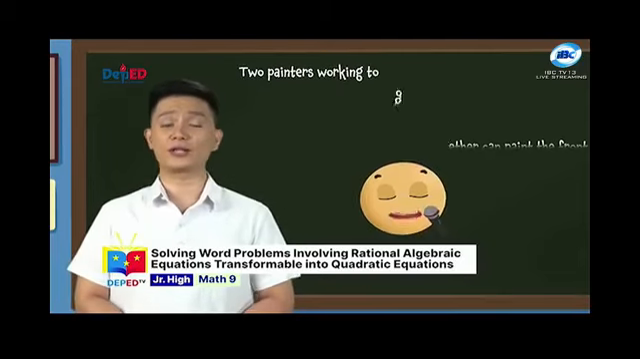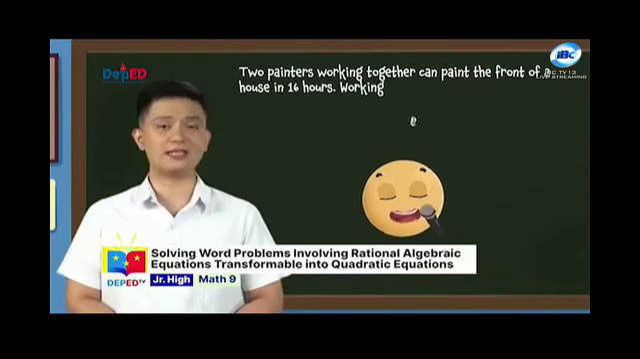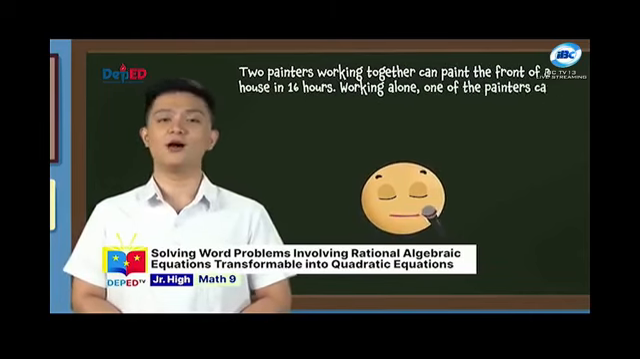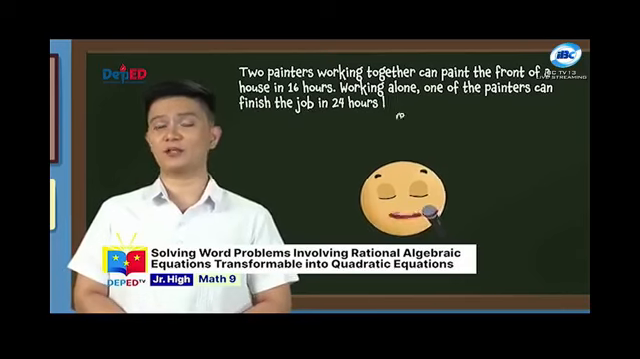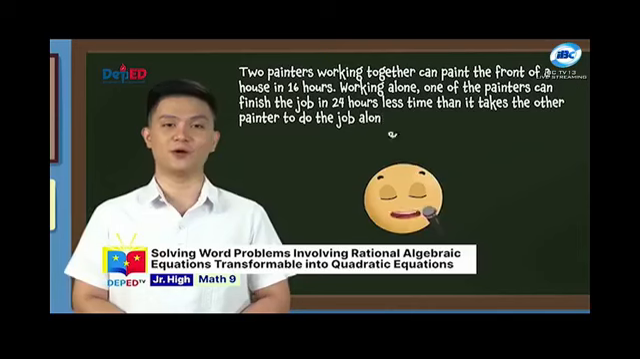Two painters working together can paint the front of a house in 16 hours. Working alone, one of the painters can finish the job in 24 hours less time than it takes the other painter to do the job alone.